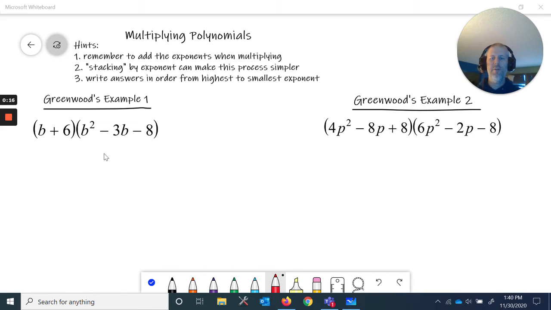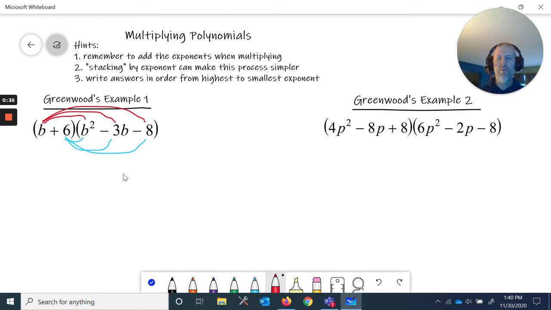So this is sort of like double distribution, like we talked about before. So I'm going to take the b times all three things. I'll go through the first example here. I'm going to use a lot of color, like I like to do, to help you out. And then I'll leave you a second to pause, try the second example, and then I'll go through the solution.